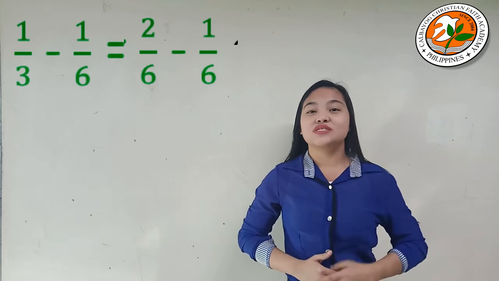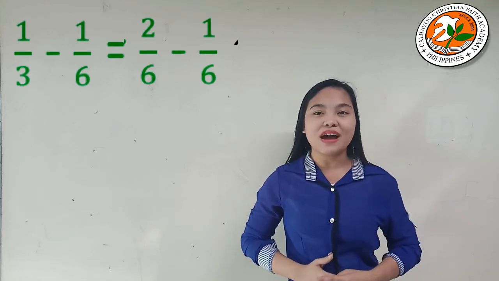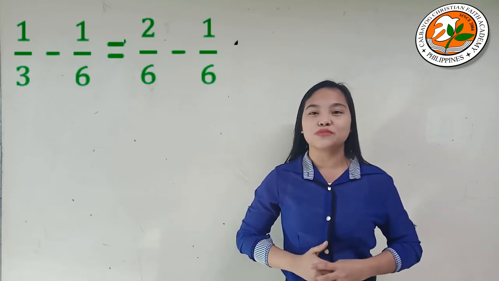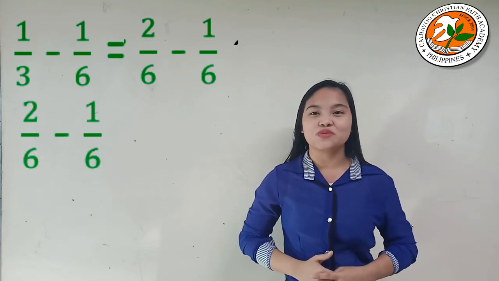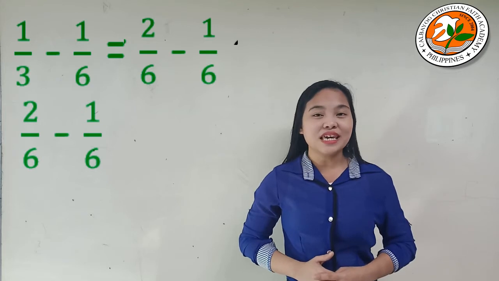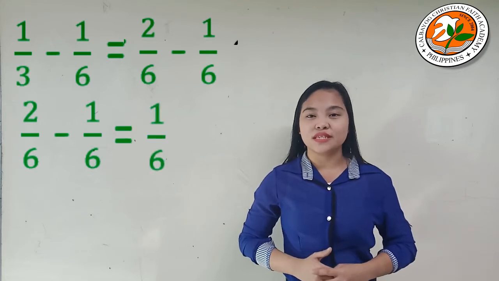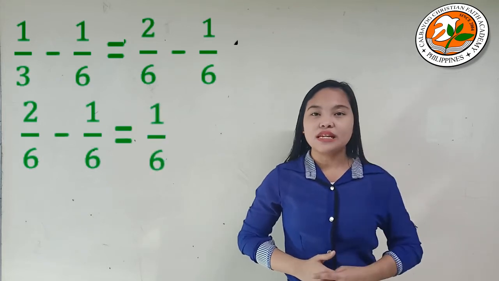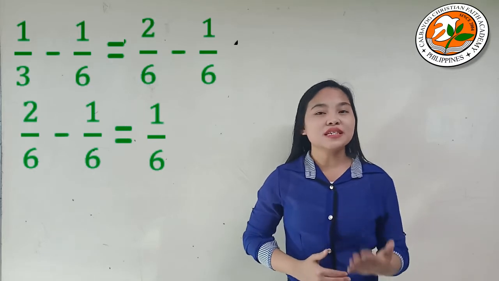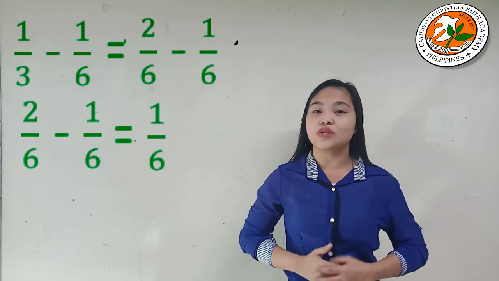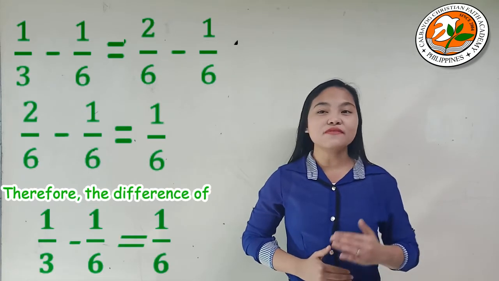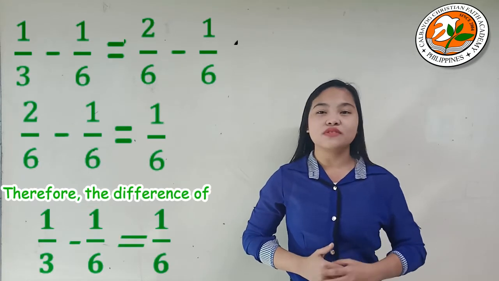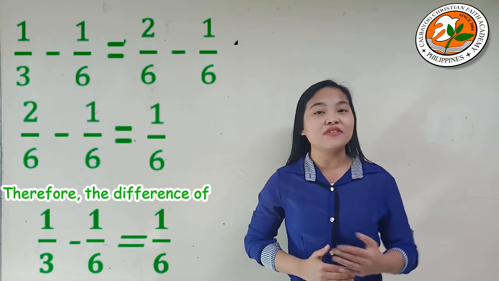Third step, let's subtract the similar fractions that you got in step 2. So we have here 2 over 6 minus 1 over 6 is equal to 1 over 6. Fourth, let's simplify. So since 1 over 6 is already simplified, therefore the difference of 1/3 minus 1 over 6 is equal to 1 over 6.